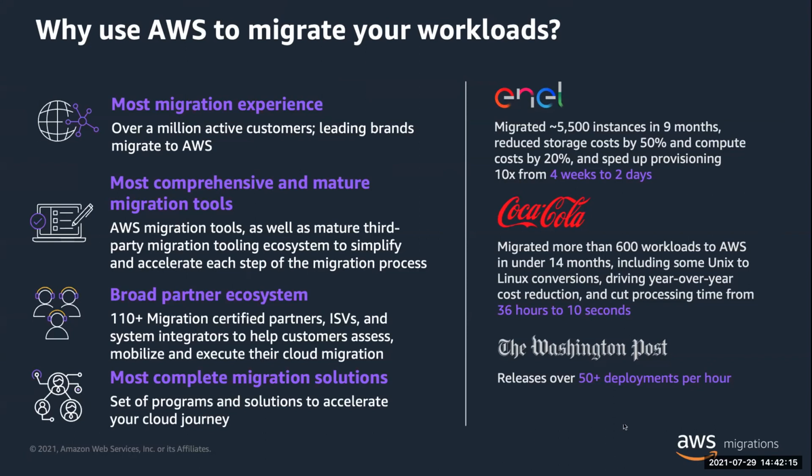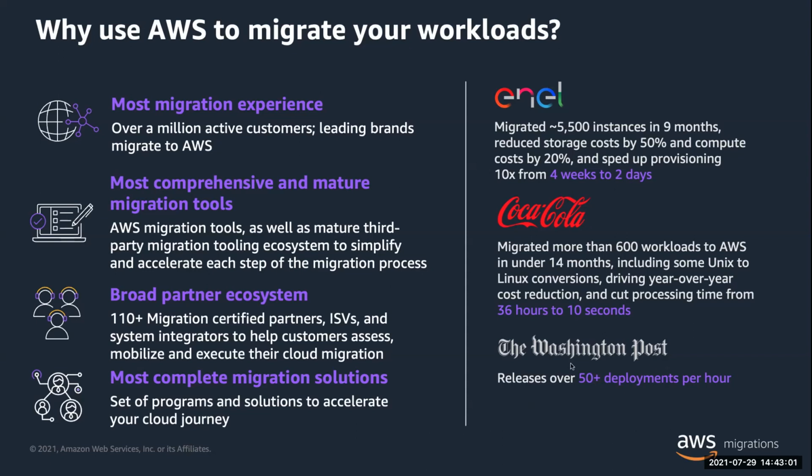So these are some of the customer success stories. Of course, this is just illustrative. It's not conclusive or comprehensive. If you're interested, we can certainly get into a deeper discussion on the customer success stories. But just to quickly point out a couple of success stories here. With NL, we migrated almost 5,500 instances in 9 months, which has really made a significant impact, because the storage costs were reduced by 50%, the compute cost reduced by 20%, and the overall provisioning of the capacity was increased by 10 times from 4 weeks to 2 days, right? So similarly, Coca-Cola, we migrated around 600 workloads into AWS. And finally, with Washington Post, you can see the number of releases were over 50 plus per hour.